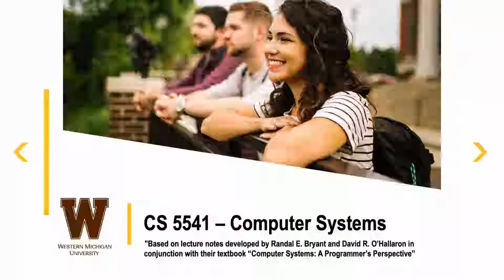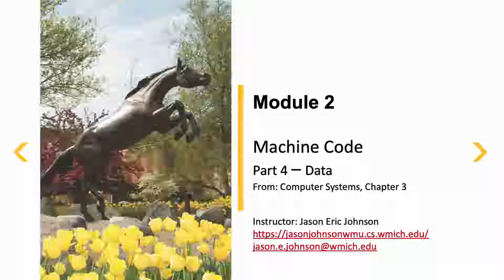Hi everybody, and welcome back to another video in my series on computer systems. In this video, we'll be taking a look at the last part of Module 2, which covers machine code. We'll be talking about how data is dealt with when we get down into the level of dealing with machine code. If you're following along in the textbook, this is coming from Chapter 3 of Computer Systems, A Programmer's Perspective.